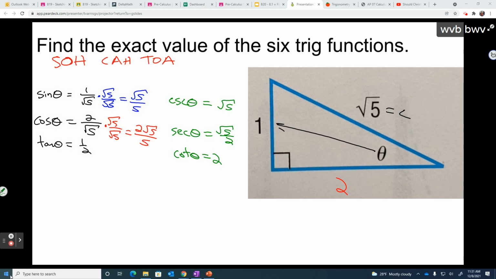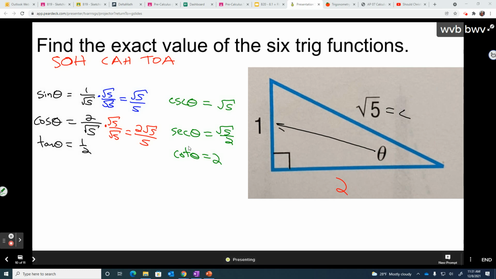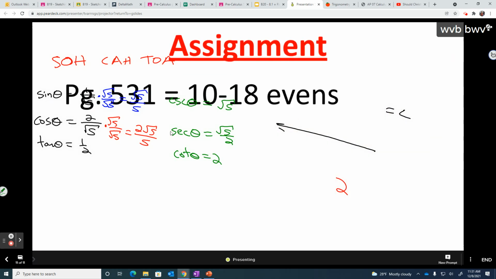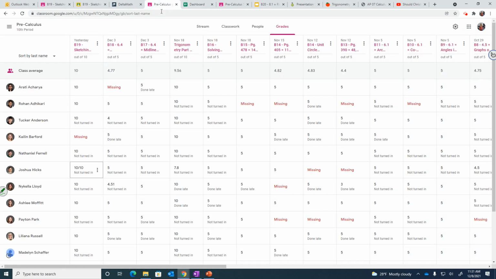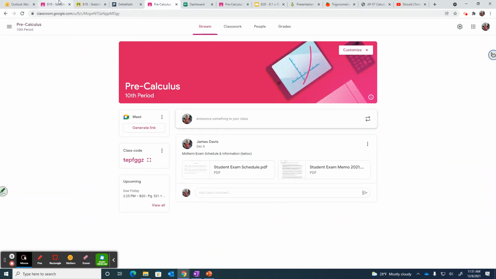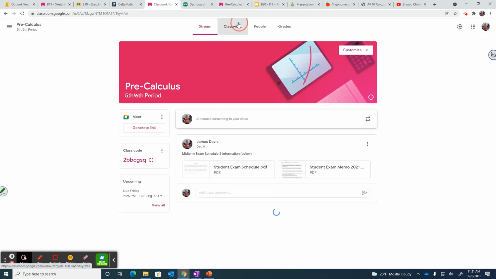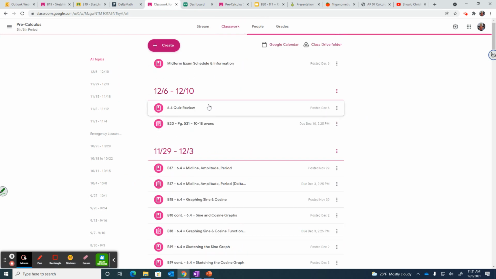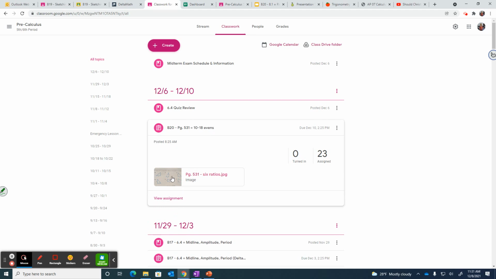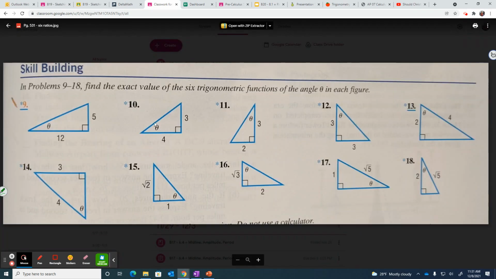I think you got it well enough to do some. So you've got 5 of these problems to do. You can probably get them done before you leave. That would be the goal. And it's already on Google Classroom. But here it is. It's page 531, 10 to 18, the evens, and it's also on there too. The pictures up there as well. So you need to go through and do 10, 12, 14, 16, and 18.